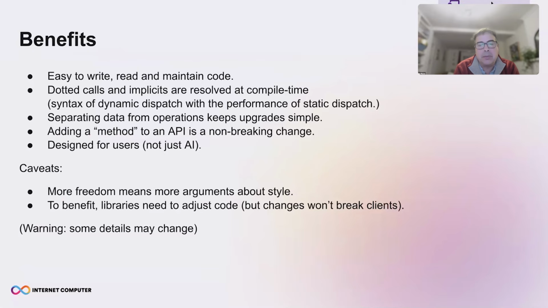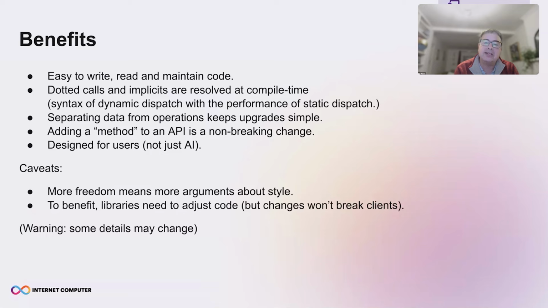So, in summary, what are the benefits? Well, the code should be easier to write now and easier to read because it's shorter and because it reads left to right, and much easier to maintain. Dollar calls and implicits are resolved at compile time. That means we get the kind of syntax of the dynamic dispatch that you're familiar with from OO, but with the performance of static dispatch.